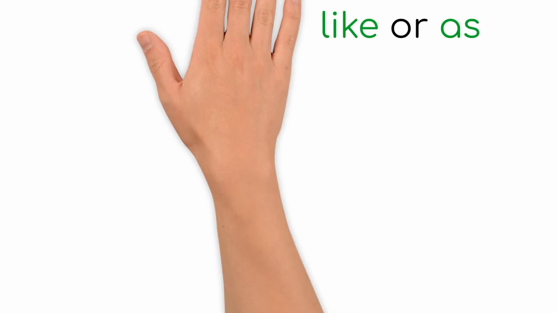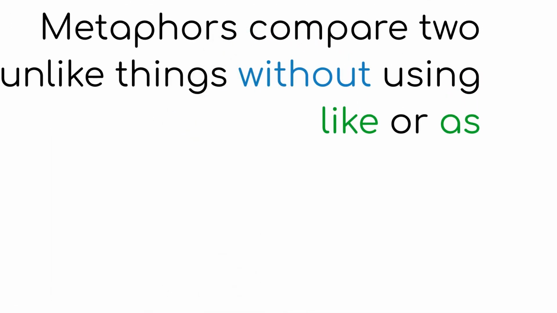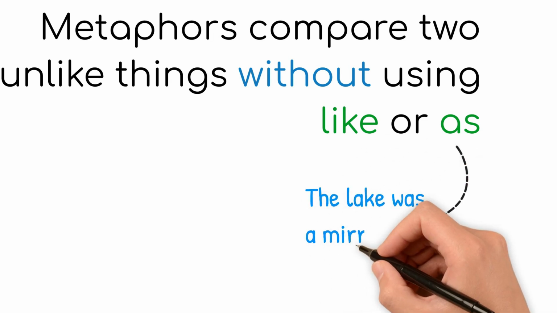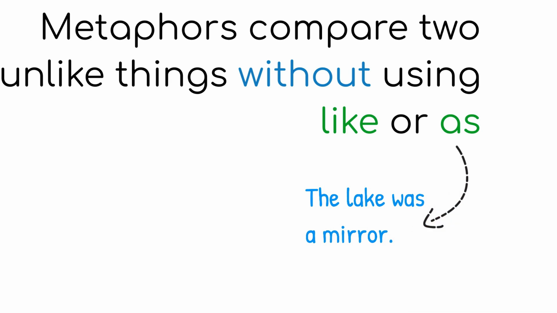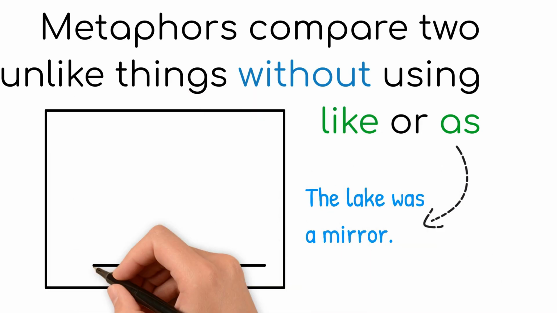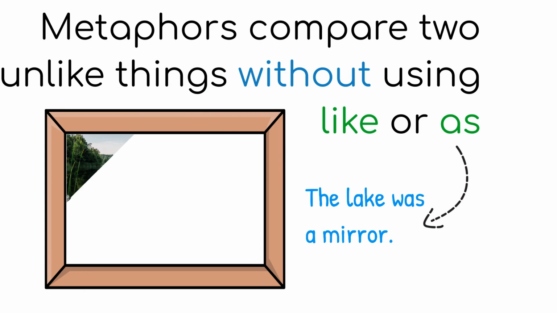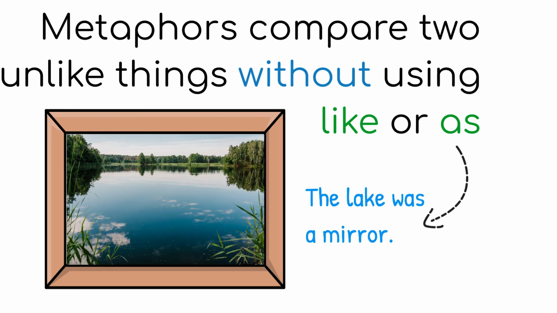A metaphor also compares two unlike things, but it does not use the words like or as. For example, in the sentence, "The lake was a mirror," the lake is not actually a mirror, but this comparison helps us visualize a very smooth, calm lake.